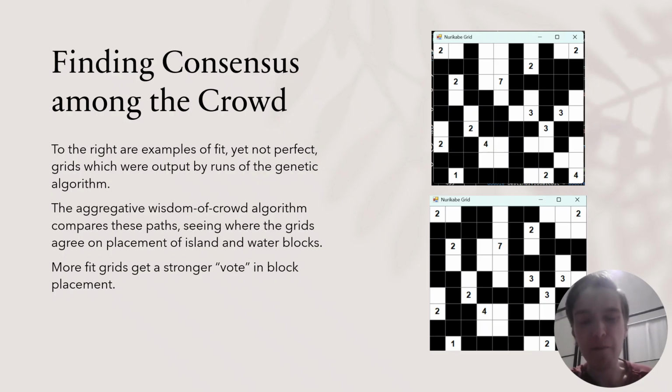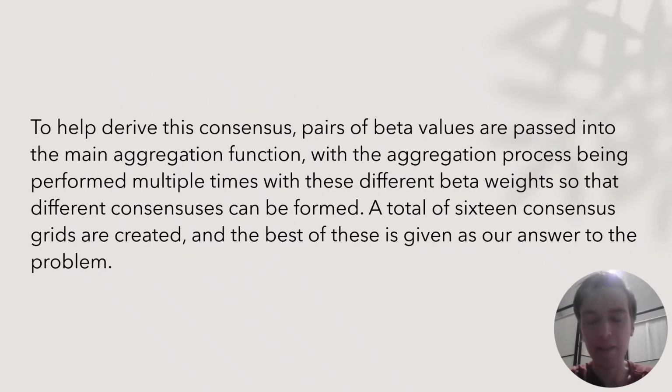And so it's similar to a voting system where they each cast their vote for whether a certain block should be water or should be land. And then the more fit grids have their answer given more weight than other, less fit grids. Then, to help derive consensus, this beta normalization function is called, which is called the package. All the logic is really done behind the scenes.